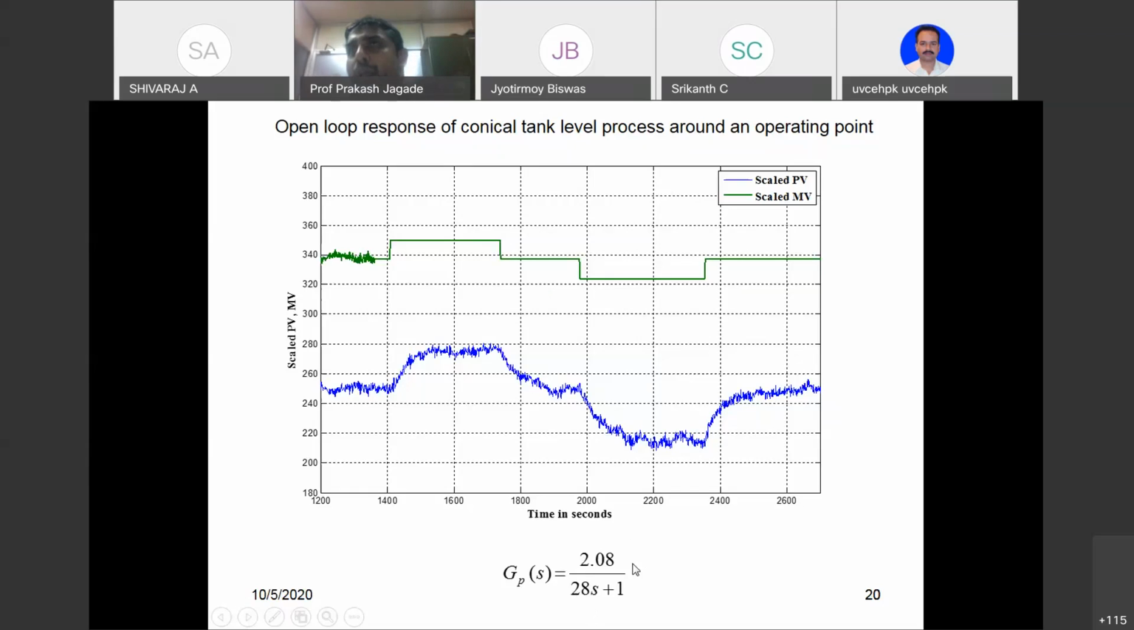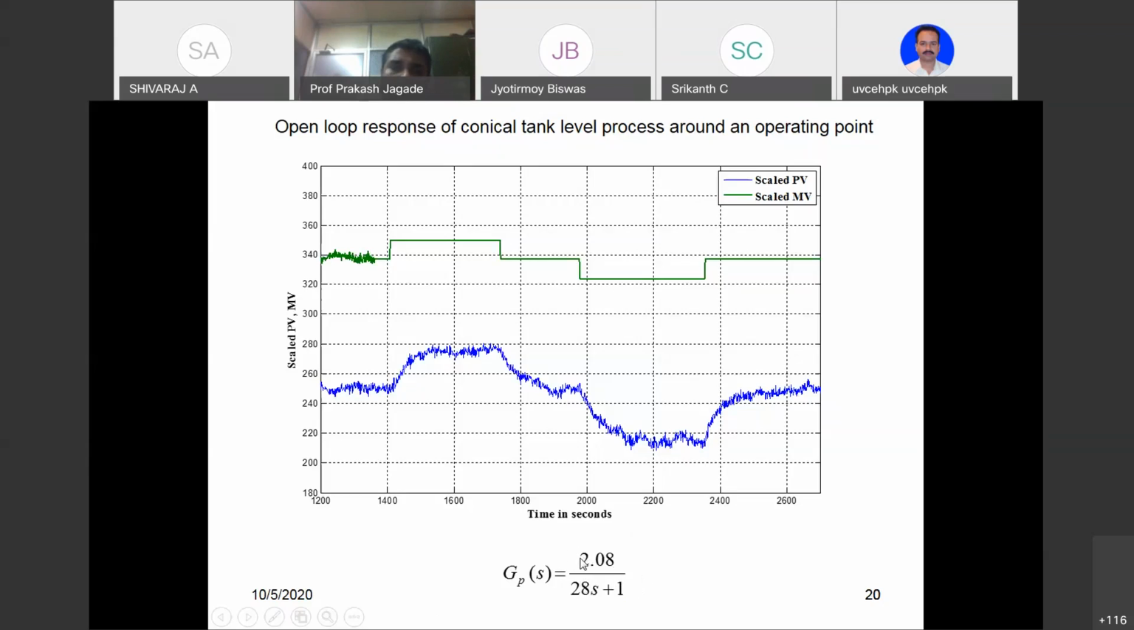There are many algorithms available in the literature to estimate the transfer function model of a system, system identification algorithms. Use a proper system identification technique, and then determine the transfer function of the system. It's a simple first order process. And we have estimated the parameters of the first order transfer function, gain and time constant.